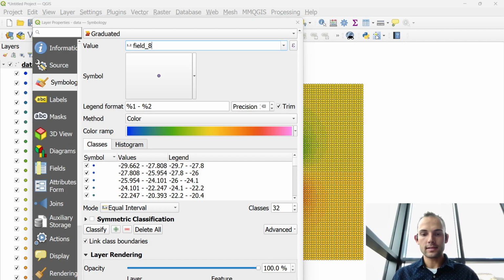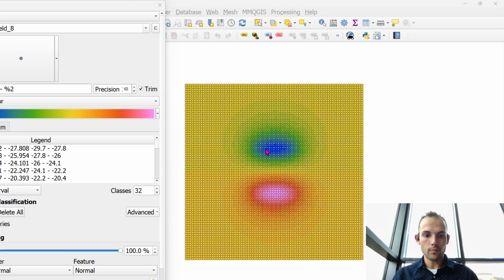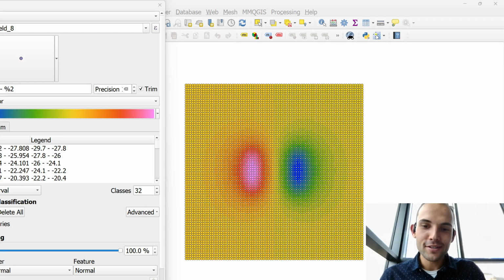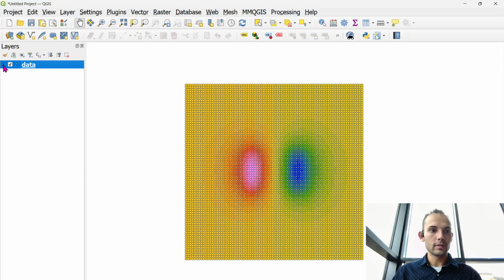This is XZ. This actually should have some symmetry as well. So remember the shape of this field. Ah, yes. So it looks like the same thing, but just rotated. Okay, I think we're done here.